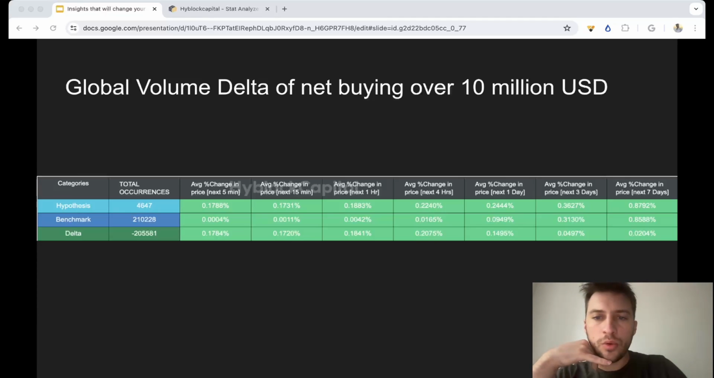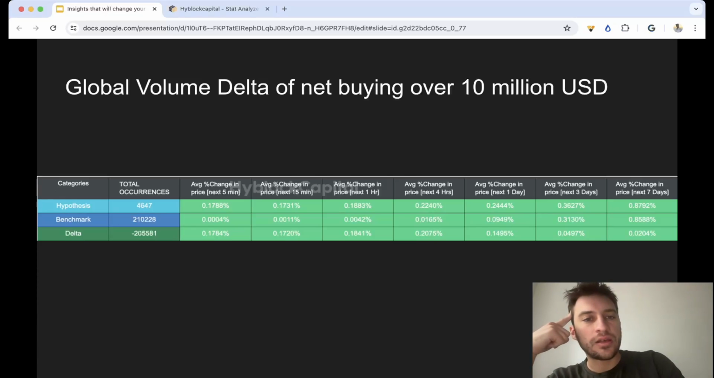Now, what do you see? Well, what I see is it looks like across the board, price just rises. Whenever there is net buying in a 5-minute candle of over 10 million US dollars, that means that if there's 30 million market buys in USD, but 20 million market sells, that would be a net buying of 10 million. Make sense? And you can see here that basically next 5 minutes, next 15 minutes, next hour, next 4 hours, price just rises. There's a very, very strong correlation that price just continues to rise.